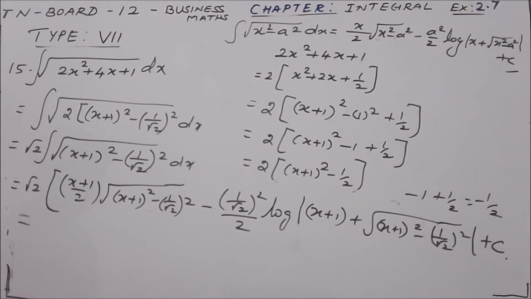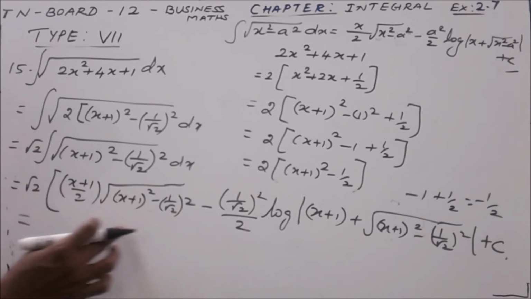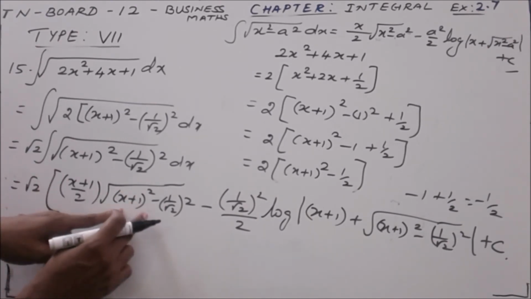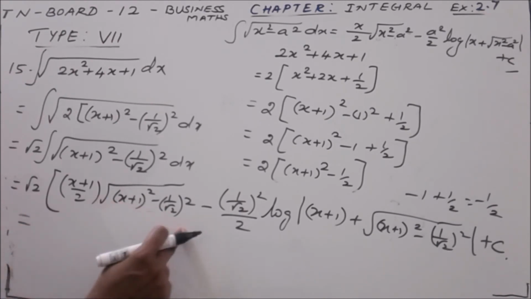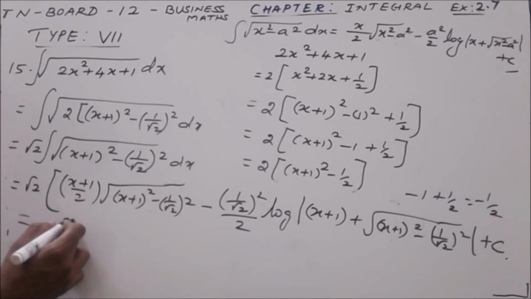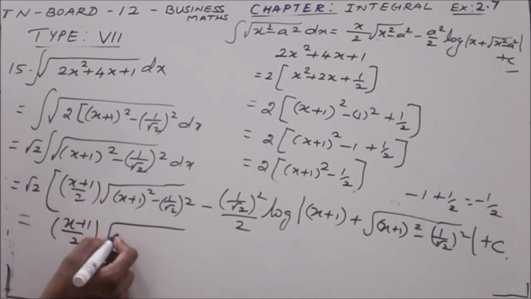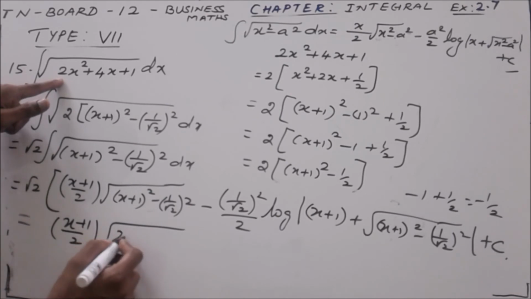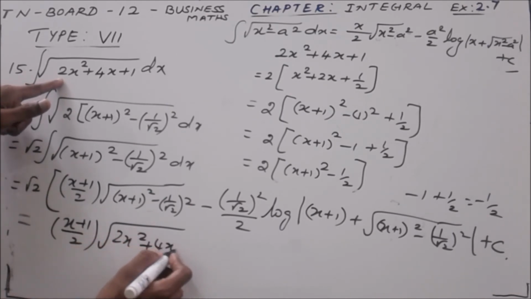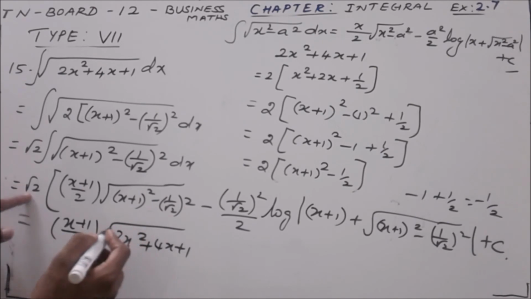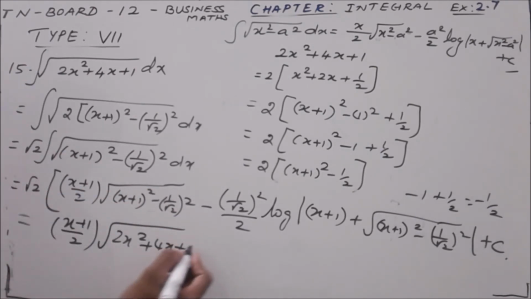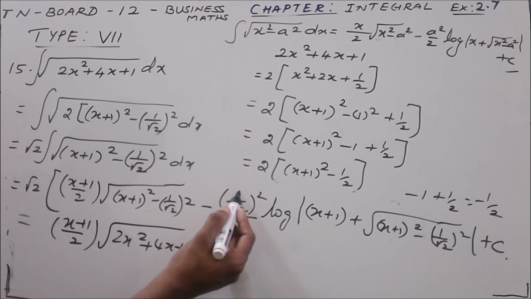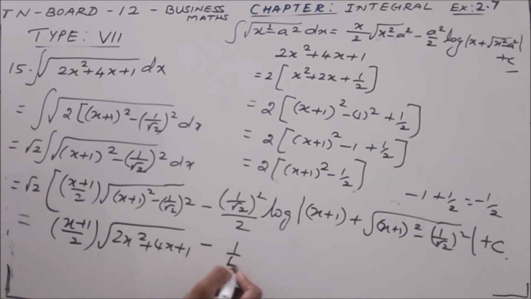Now simplifying this, when we multiply this root 2 here, it will not be affected, but here when we simplify we have root 2 in the denominator, both get cancelled. So x plus 1 by 2 into root of this total value equal to 2 into x square plus 4x plus 1, because the root 2 in the denominator and the root 2 get cancelled. And then here when we multiply, this is 1 by 2 by 2, 1 by 4.